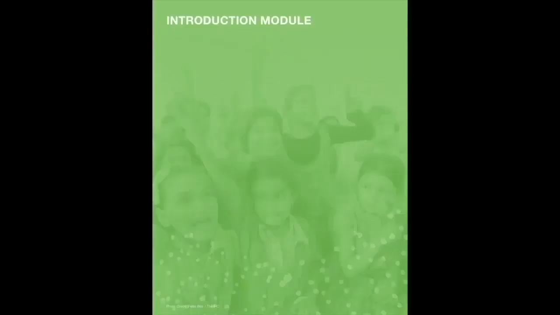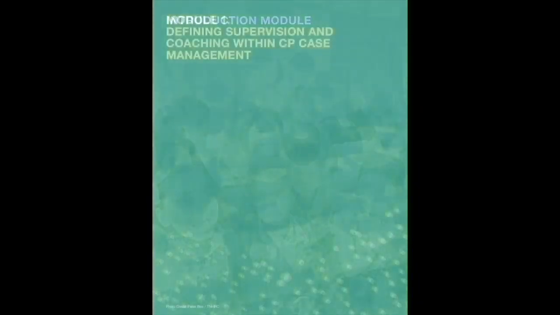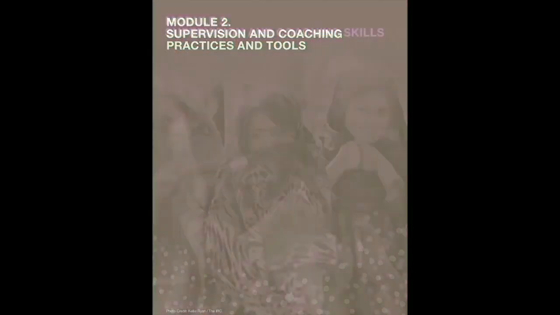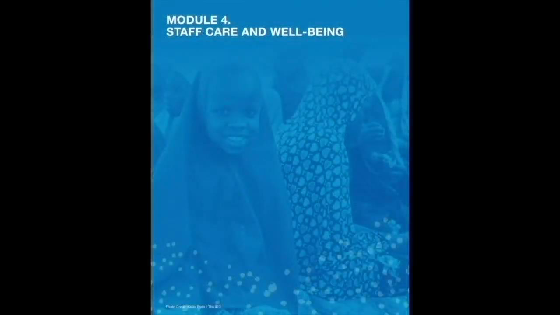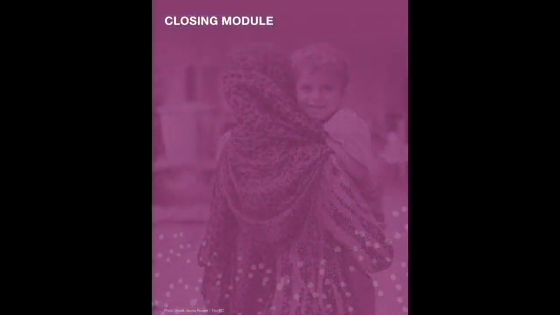Now onto the modules. We have 6 modules in this case management supervision and coaching training. Within the modules, we have the introduction module to set the stage, as we do with every training. And then we also have the closing module to help wrap things up. So those are our bookend standard modules. And then the core content are 4 modules that really focus on supervision itself within child protection case management.